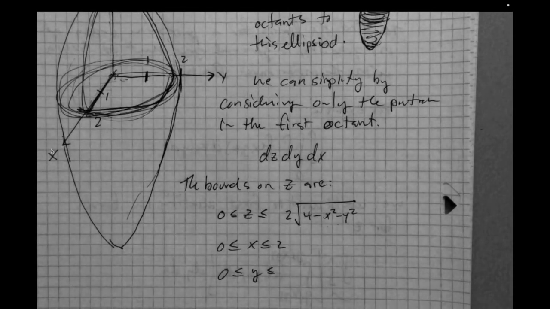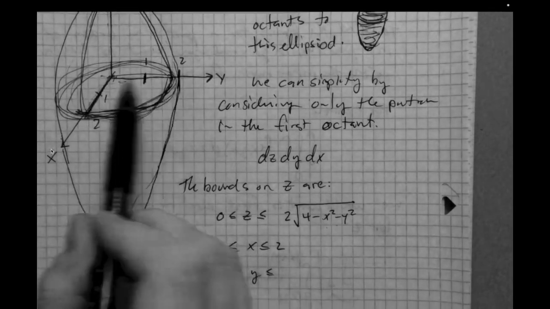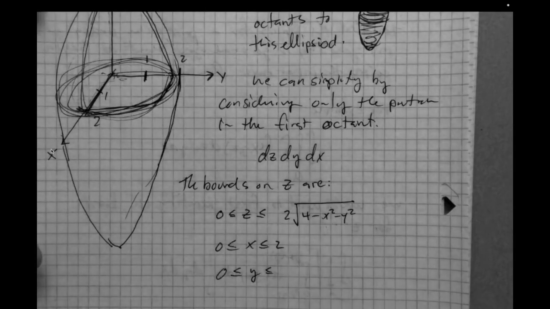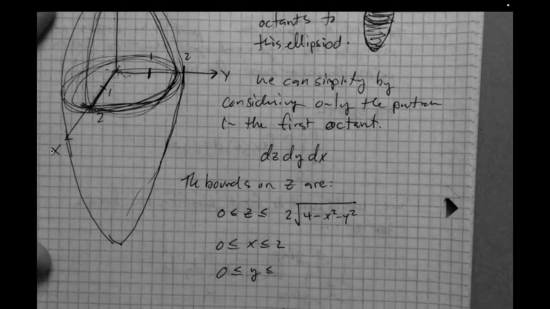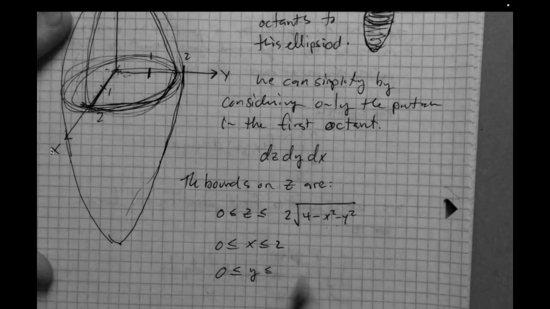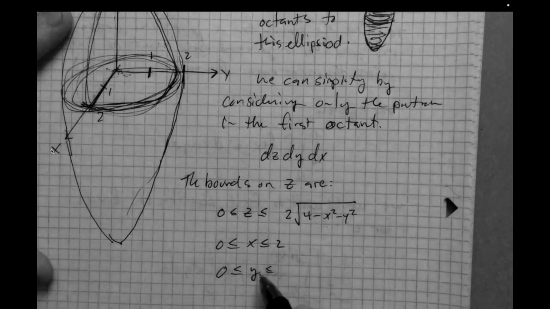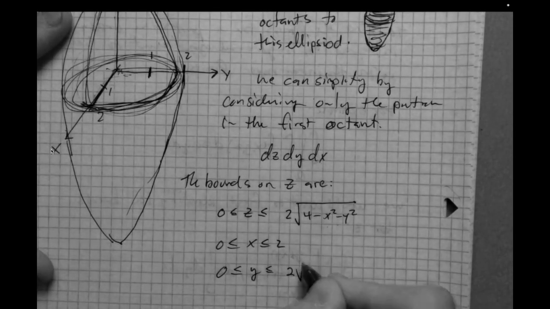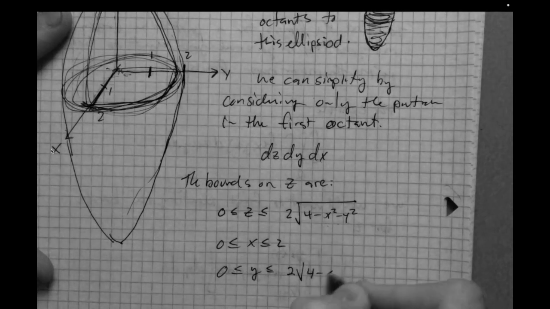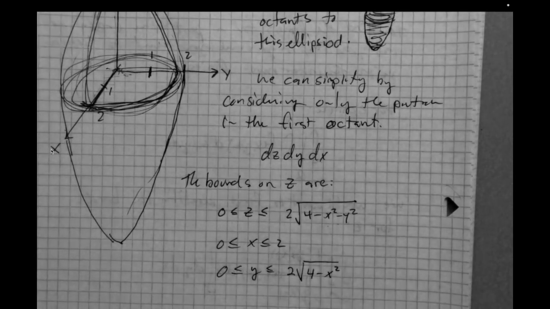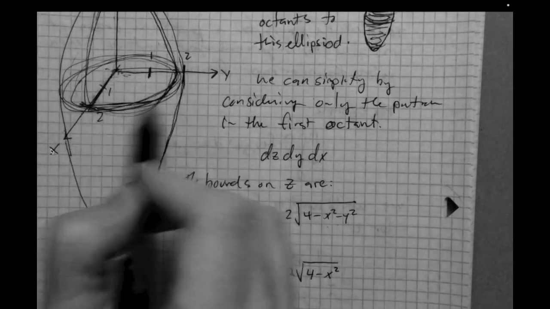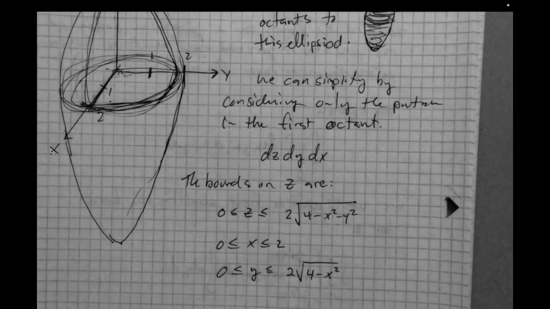Right? The circle could be considered x squared plus y squared equals 4, right? Because it's centered at 0 and the radius is 2. So that means the bounds on y must be 0 less than or equal to y less than or equal to 2 times the square root of 4 minus x squared. Right? And that can be got to just by thinking of this as a circle, and this is just a quarter slice of a circle.